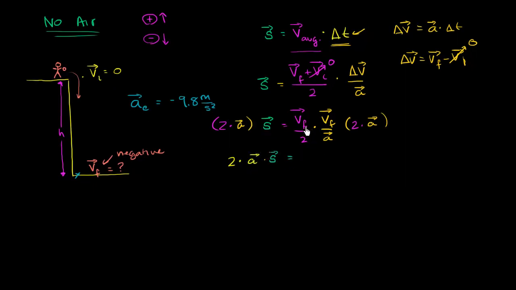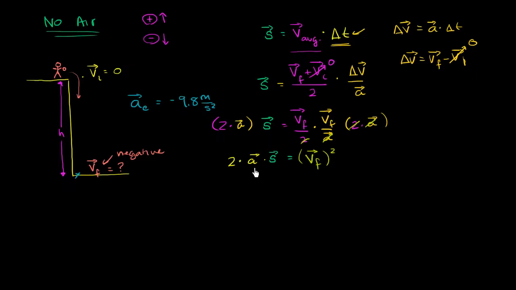That is going to be equal to, on the right-hand side, the 2 cancels out with the 2, the acceleration cancels out with the acceleration. It will be equal to our final velocity squared, final velocity times final velocity. And so we can just solve for final velocity here.